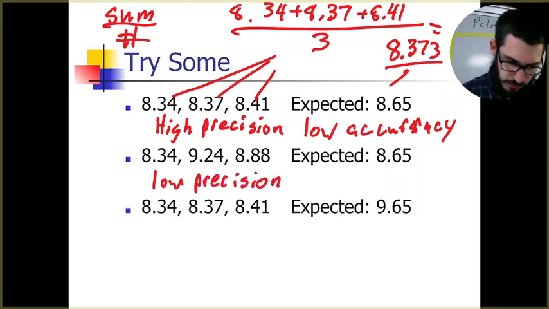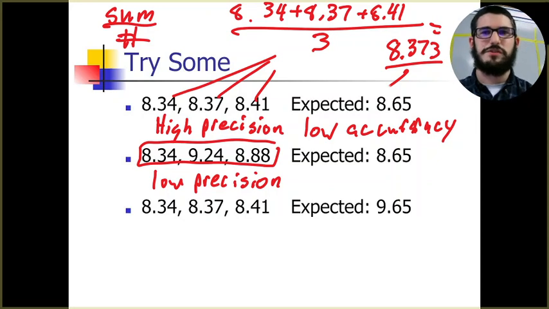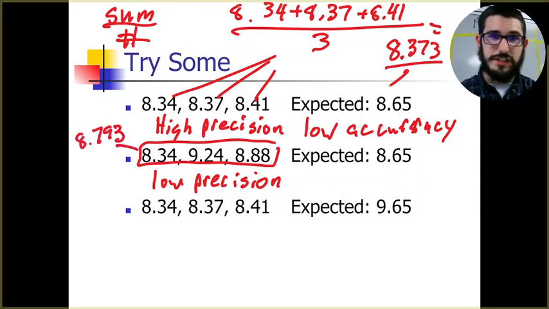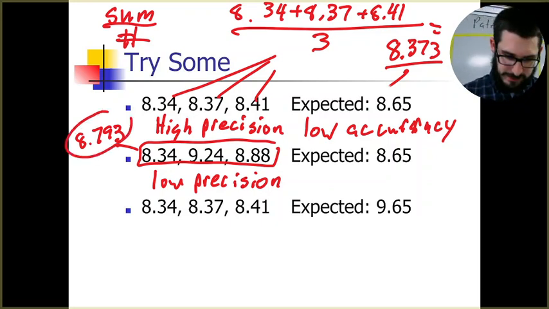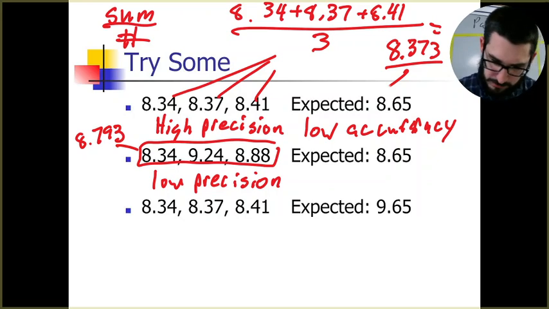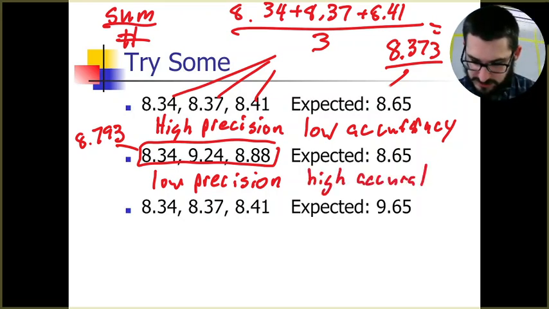And go ahead and try to get the average of those 3 numbers. Pause the video, get the average of those 3 numbers. When you get the average, you should get an average of 8.793 repeating. And comparing this to my expected, that's pretty close. So this is actually a pretty high accuracy set of data.